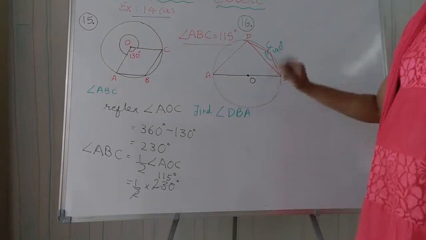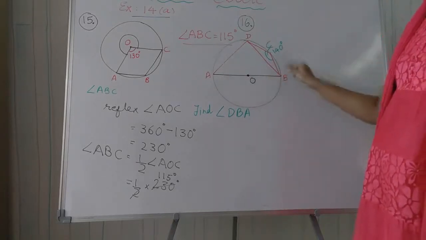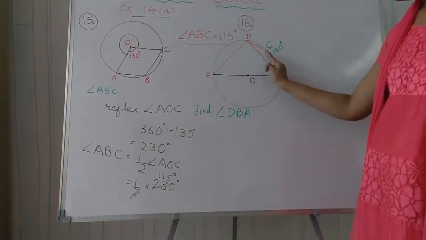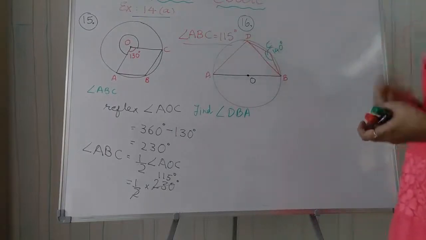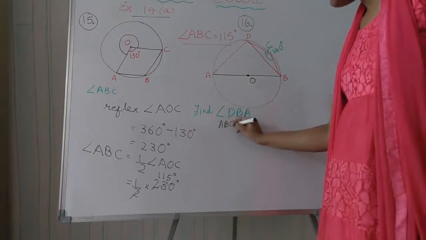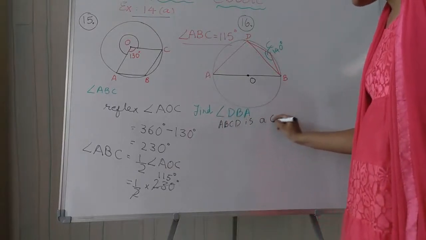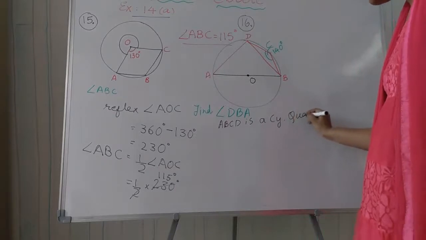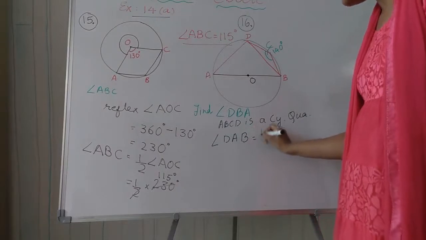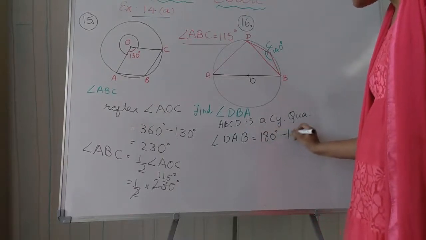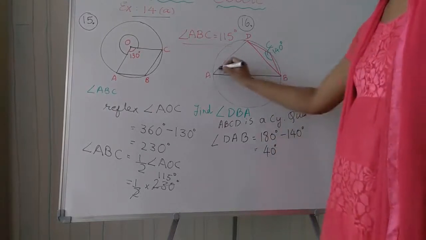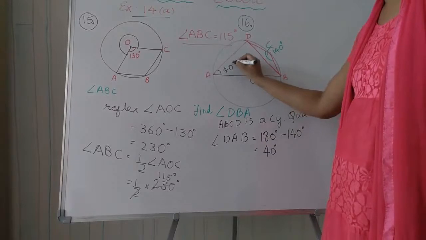DBA means this angle. First of all, you can see ABCD is a cyclic quadrilateral. The opposite angles of a cyclic quadrilateral are always supplementary. Remember this thing. So I am writing, first, ABCD is a cyclic quadrilateral, so angle DAB is equal to 180 degrees minus 140 degrees, so that is 40 degrees. So first we got the answer of this angle, 40 degrees.